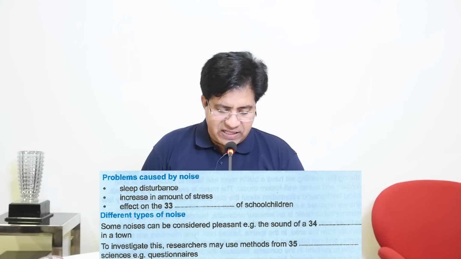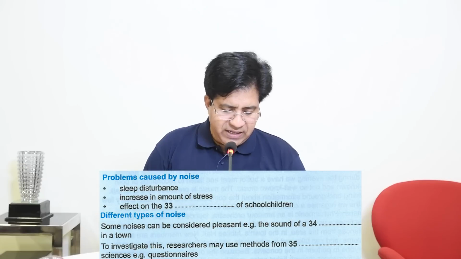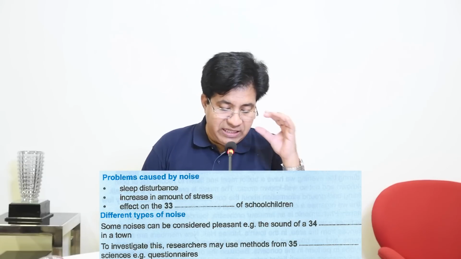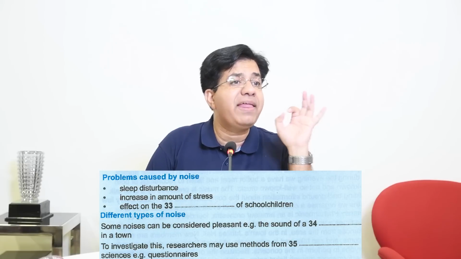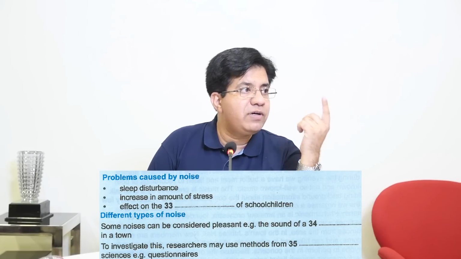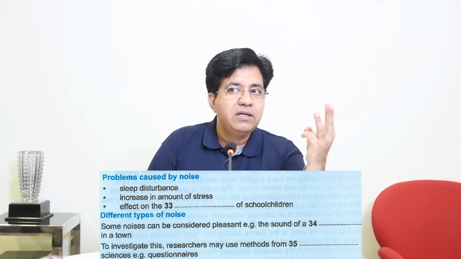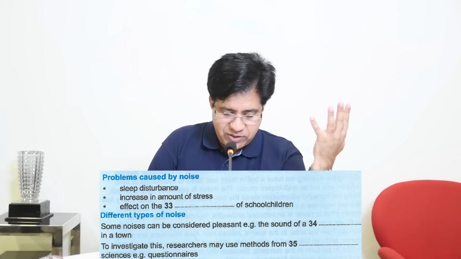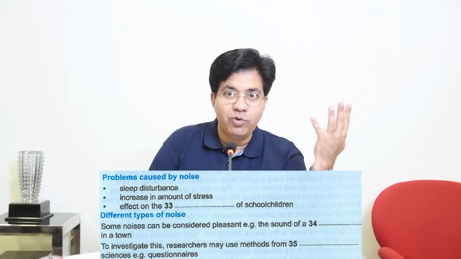Question 35. To investigate this. What do they mean by this? Different types of noise. To investigate this, researchers may use methods, underline the word methods, and write their techniques. For methods, they can use the word methods, techniques, ways, tactics.